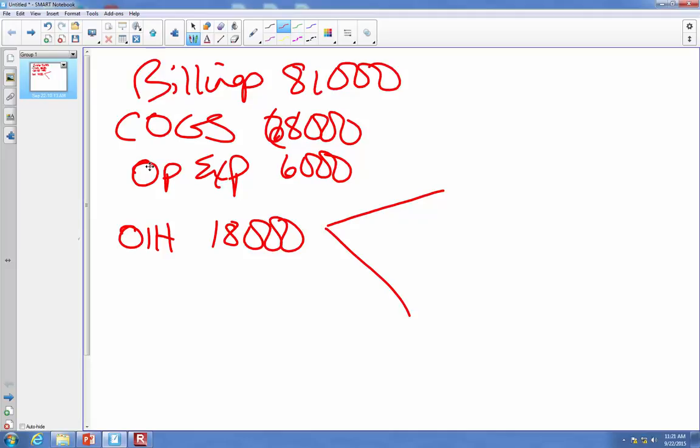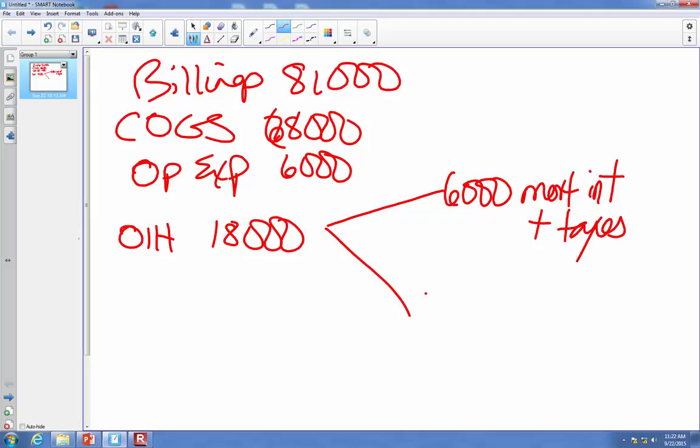It's comprised of 6,000 of mortgage interest and taxes, and 12,000 of repairs and maintenance. My question is, what's her OIH deduction? Repairs and maintenance.